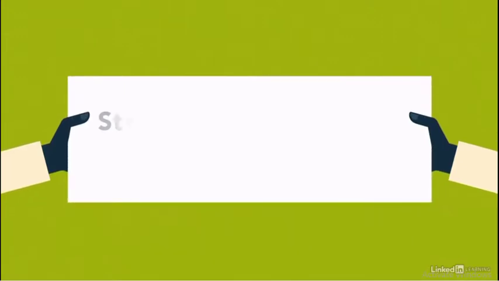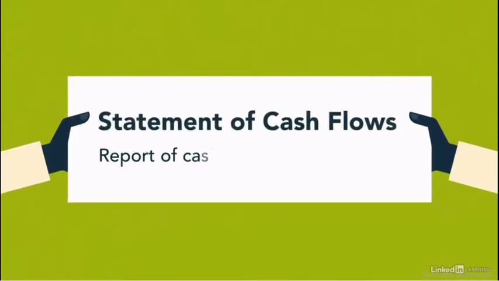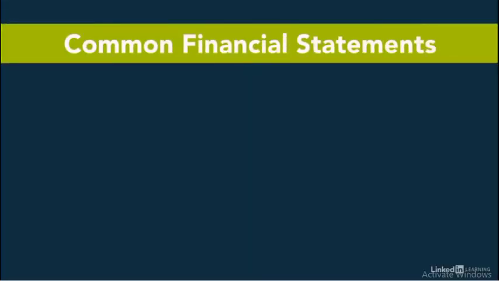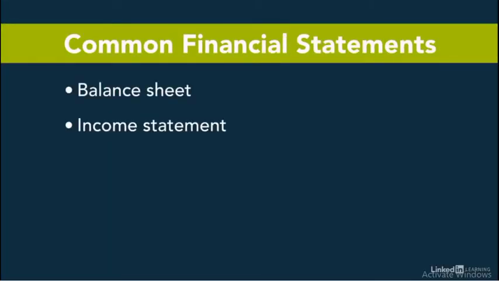Now, the third primary financial statement is the statement of cash flows. So let me give you a lesson in accounting terminology. When in doubt, say it slowly. So what is a statement of cash flows? It's a statement of a company's cash flows. So just a report of cash in, cash out? That's pretty much it.